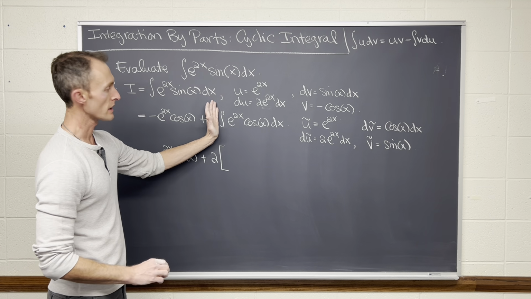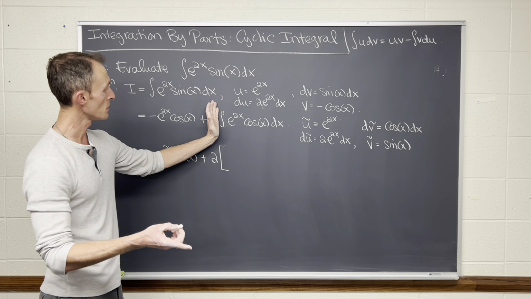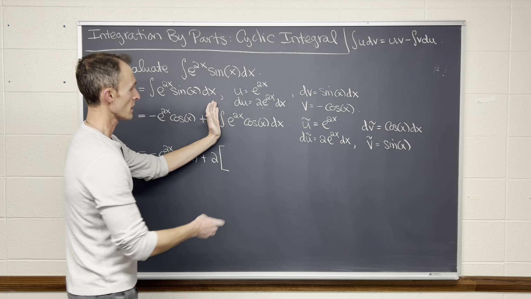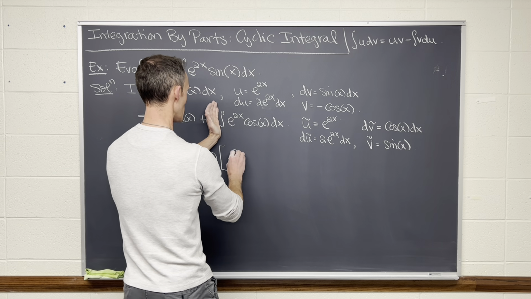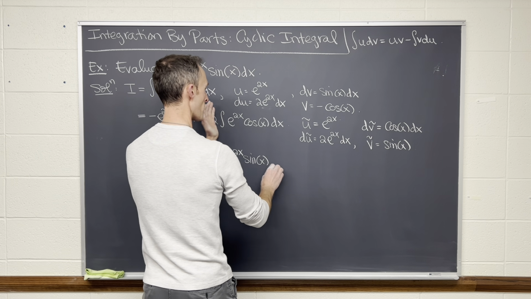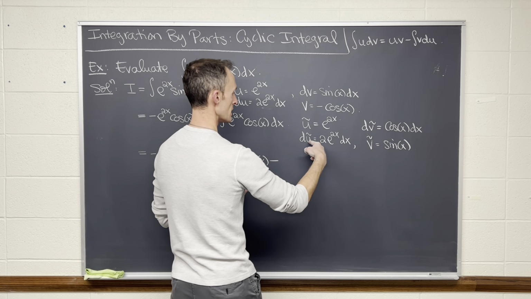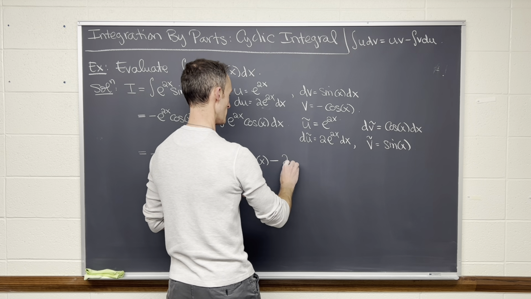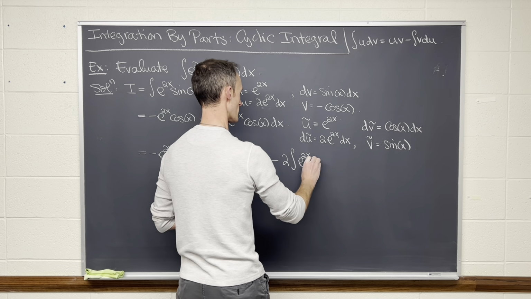Well, this integral, again, is the uv minus v du, just with the u tildes and v tildes, okay? So what is this going to be? So it'll be an e to the 2x, so u tilde, v tilde, sine of x, minus v tilde du tilde. So the 2 can come out, integral of e to the 2x sine of x.